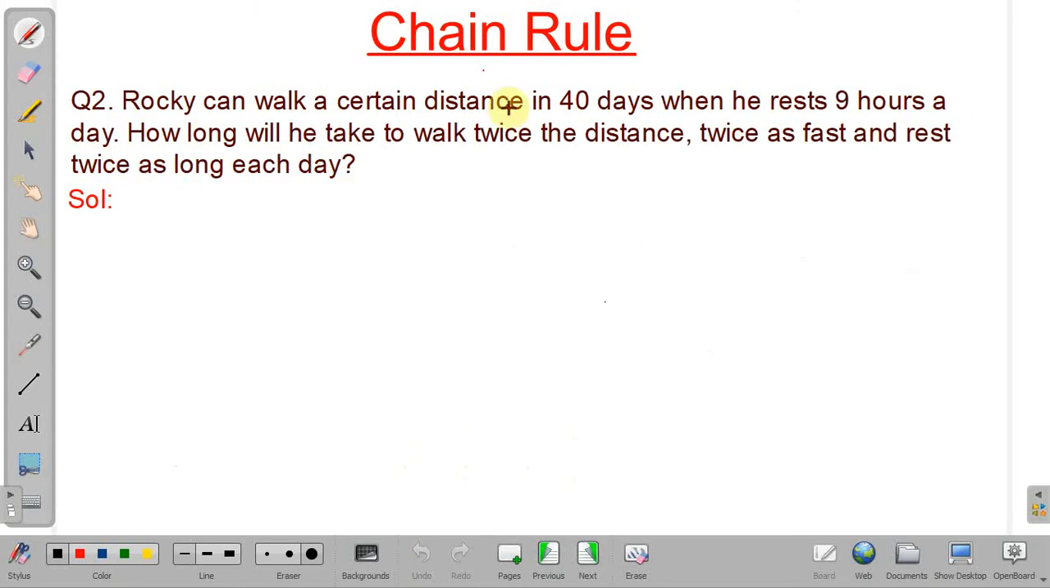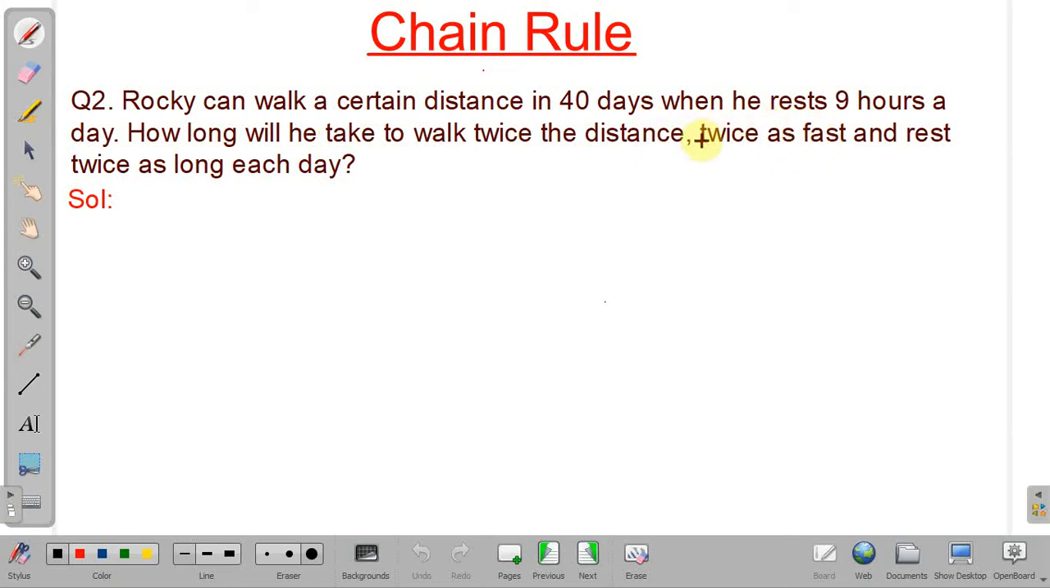Okay, we will solve one more problem. See what is said here. Rocky can walk a certain distance in 40 days when he rests 9 hours a day. So how long will he take to walk twice the distance? See, distance is becoming twice, so we have to see the relation with respect to distance.